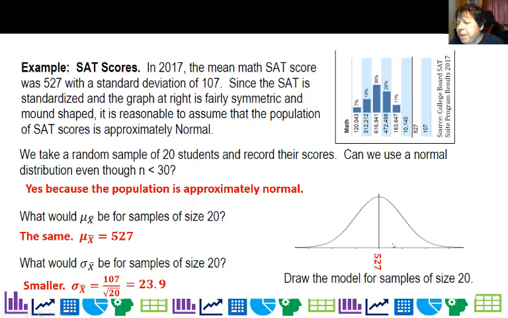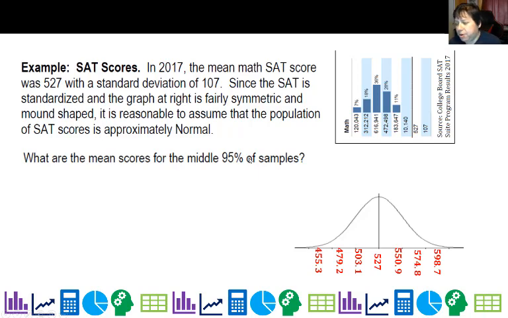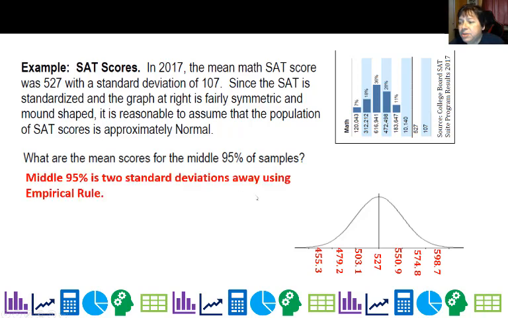So when I fill in the model, 527 is still in the center, but now I'm only jumping up by 23.09 instead of 107. So if you look at it, those numbers are smaller, all right? So that's my model. So what are the mean scores for the middle 95% of samples? Well, that's 2 standard deviations away using the empirical rule, which would be these 2 numbers right here.